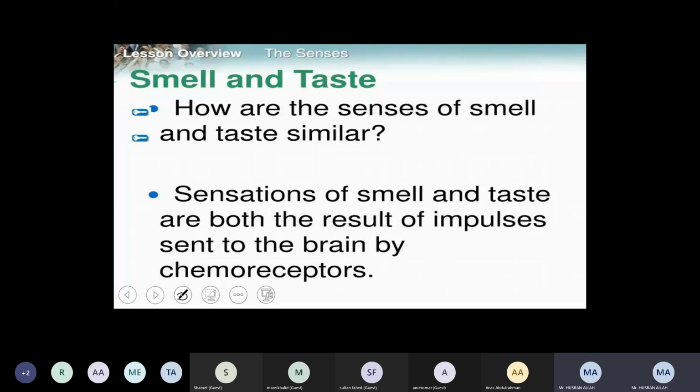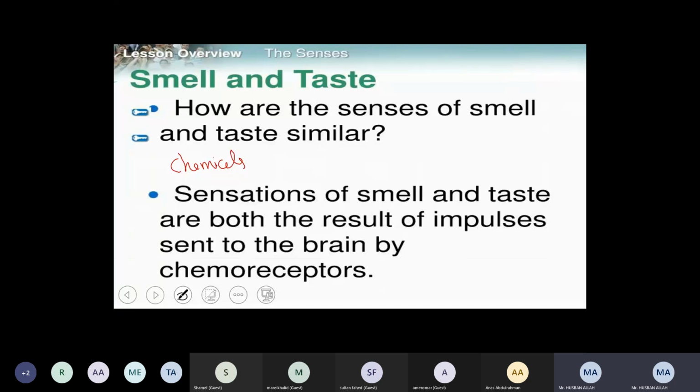Who can tell what a chemoreceptor is? Yusuf. A chemoreceptor is a receptor which is stimulated with the help of chemicals. So the sense of smell and the sense of taste have similarity because they are stimulated by substances produced by chemicals. By chemicals we mean the food we are eating.